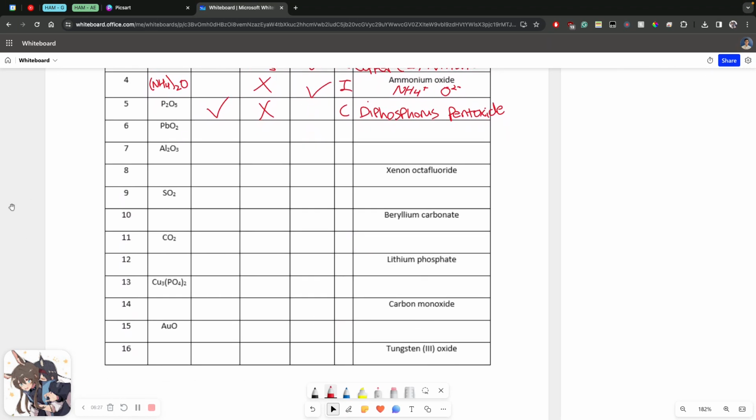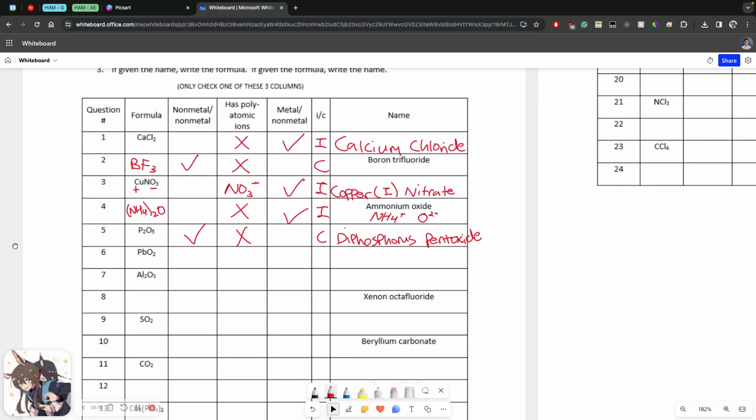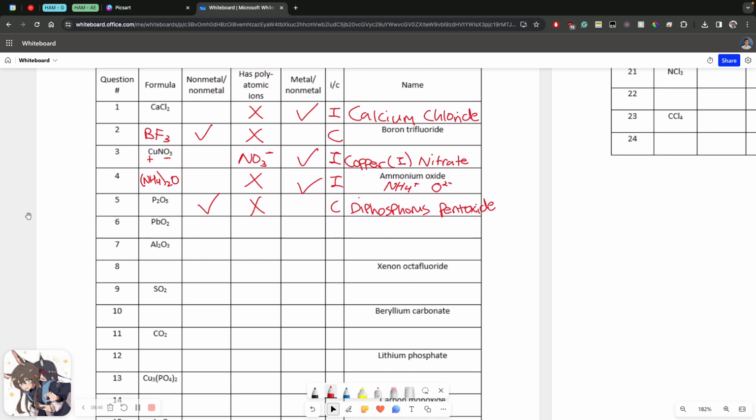All right, infinite more problems to go. Let's find out. Next one, PbO2, lead. So we have first one here, lead, which means that it's the metal. So based on this information, we can give the metal box here a check. And we know it's ionic. And we know oxide is not polyatomic.